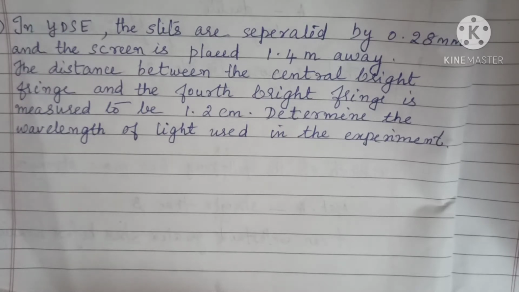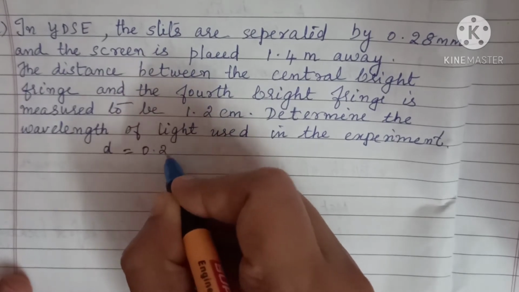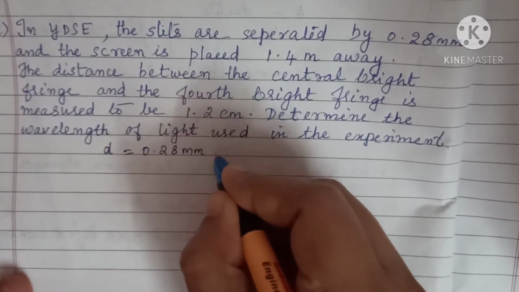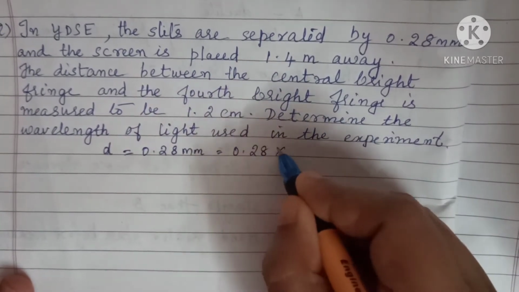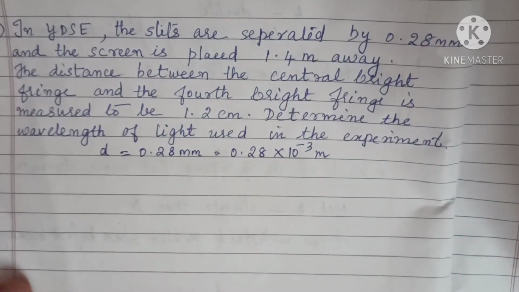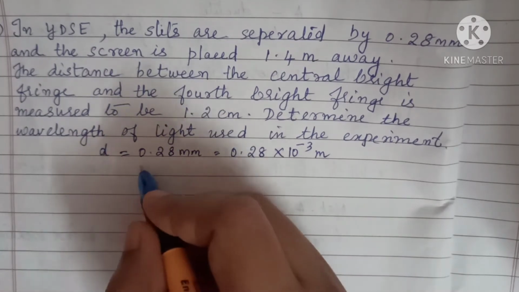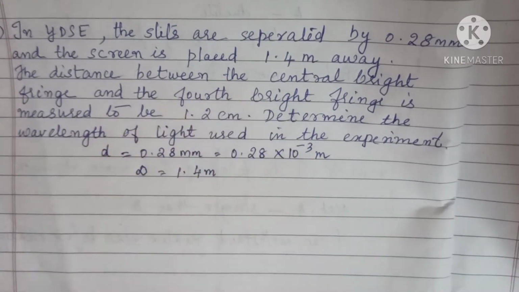Okay, so first of all, 0.28 millimeter is the distance between the slits. So you can write the given data, that is small d equal to 0.28 millimeters, or if you are converting it into meter, you will get 0.28 into 10 power minus 3 meters, isn't it? Then the screen is placed 1.4 meter away. So what is capital D? It is 1.4 meters. Okay.